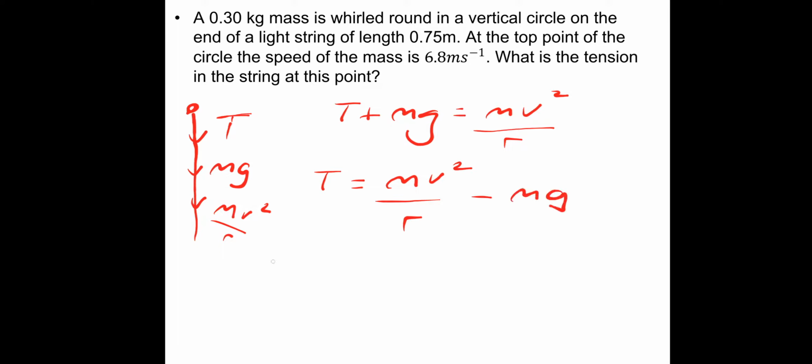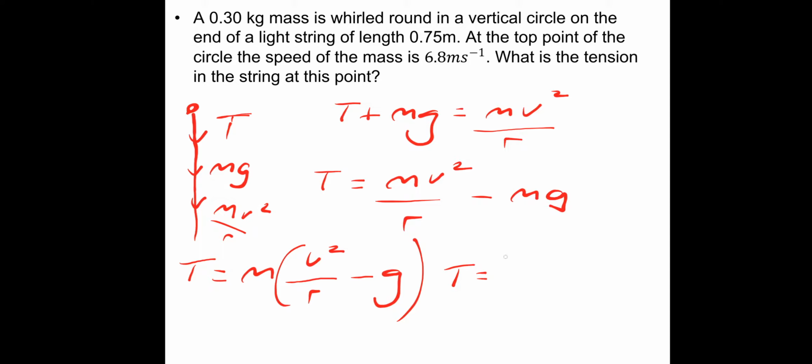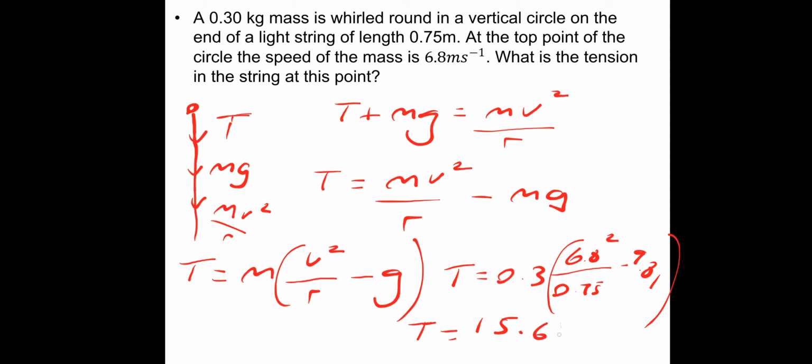Then factorise and put some numbers in. So tension is going to be m(v squared over r minus g). Numbers wise, m is 0.3, then the bracket, 6.8 squared over the radius 0.75, and then minus 9.81. And that gives us a tension of, if you put that in your calculator, 15.6 newtons.